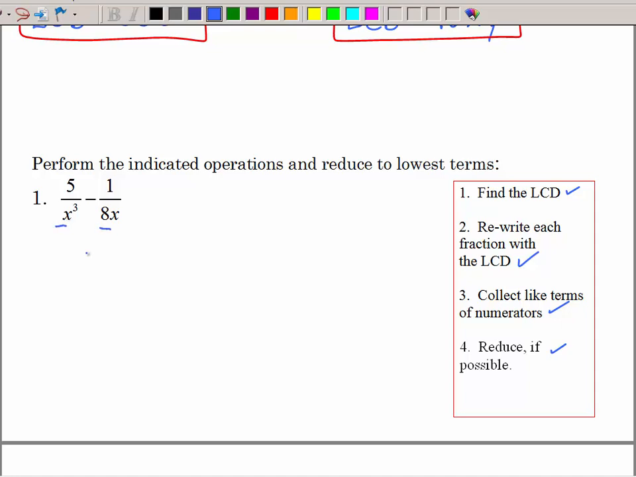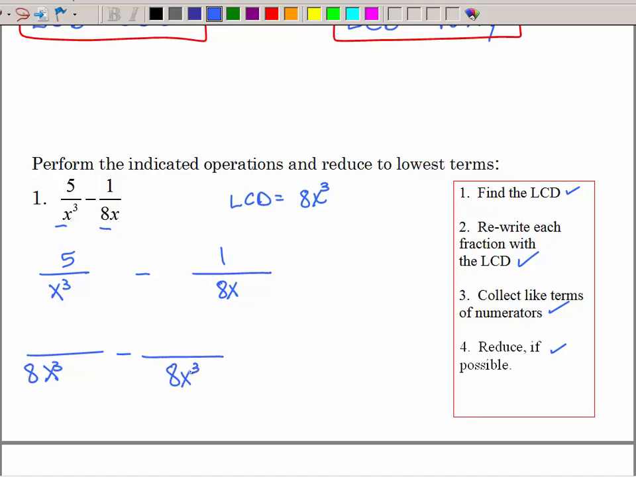So here are our two fractions. What would be that LCD? Well, we have to have the 8, and then we have to have the x. Those are the two factors. And then we want to raise the factor to the highest power, so we would have x cubed. So 8x cubed is my least common denominator. So I'm going to write this where I have a little bit more space. And I suggest you do the same. So I want to write each of these with 8x cubed being the denominator.